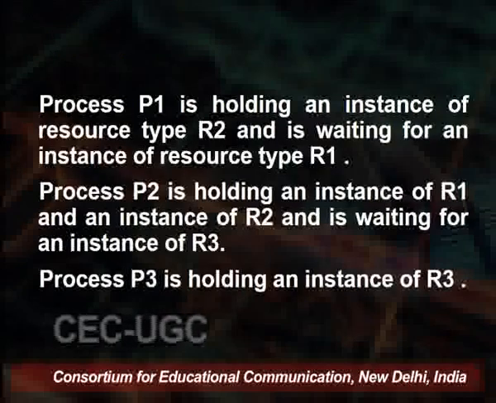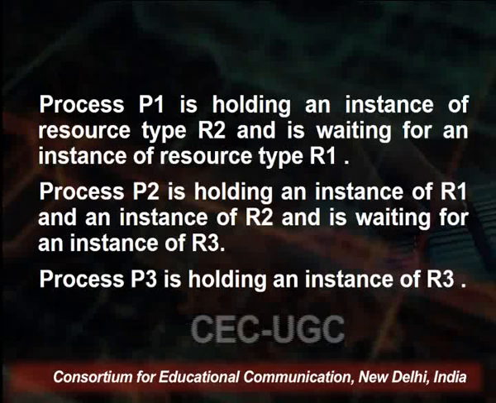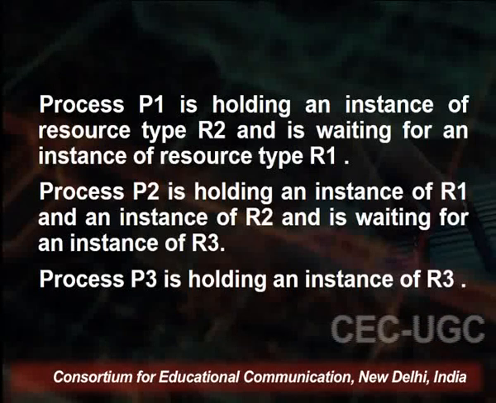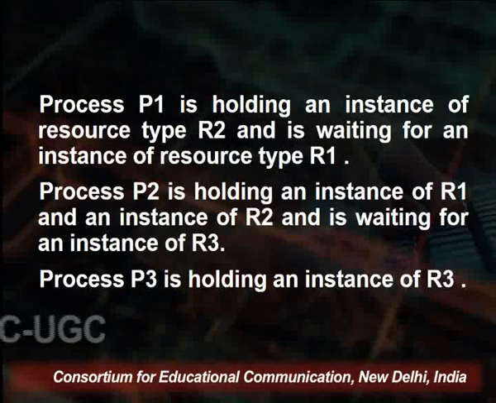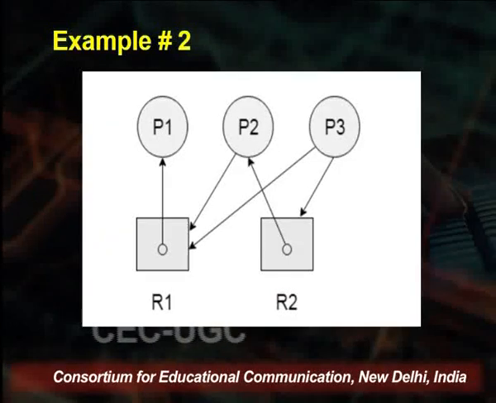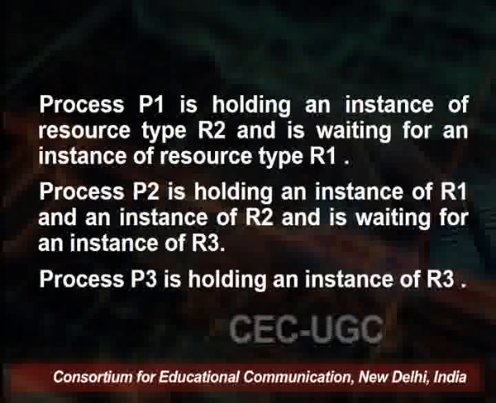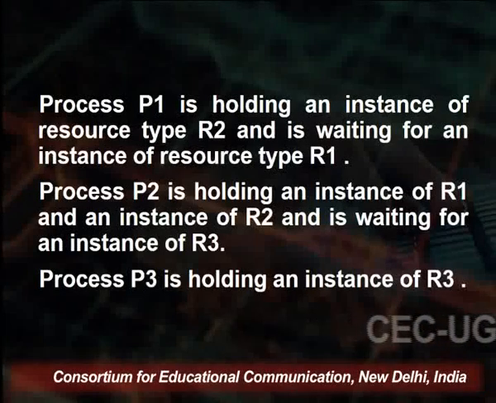So here we have seen that process P1 is holding an instance of the resource type R2 and is waiting for another resource type R1. Then P2 is also holding an instance of the resource R1 and an instance of R2, and is waiting for another resource R3, and so on and so forth. So this whole situation is depicted in the form of this resource allocation graph.